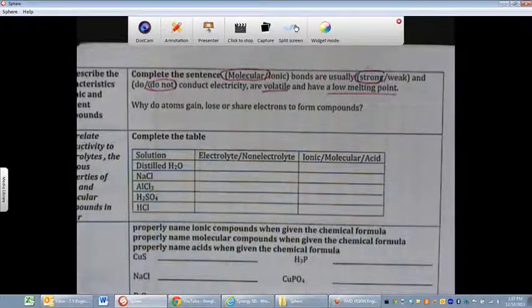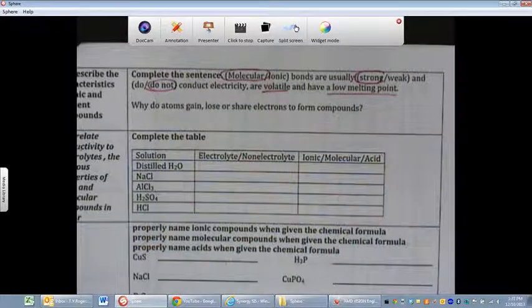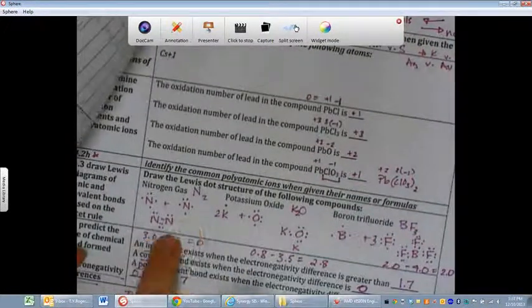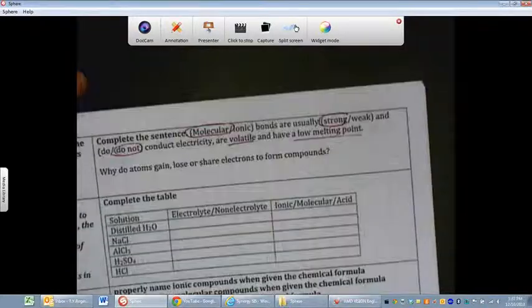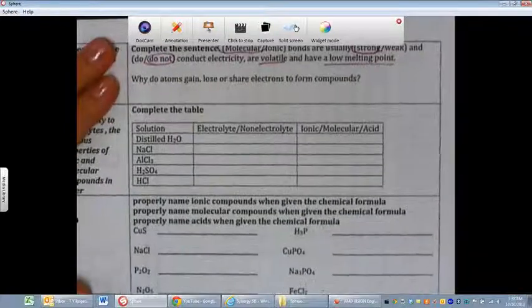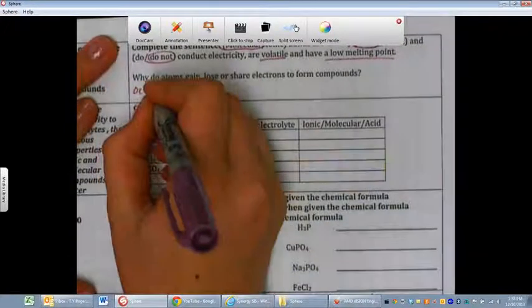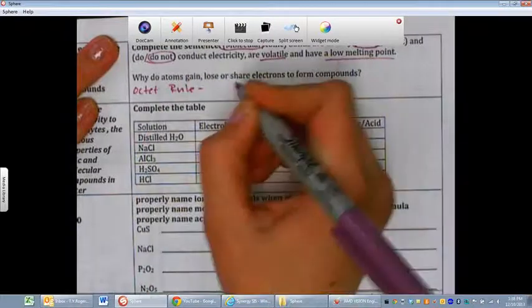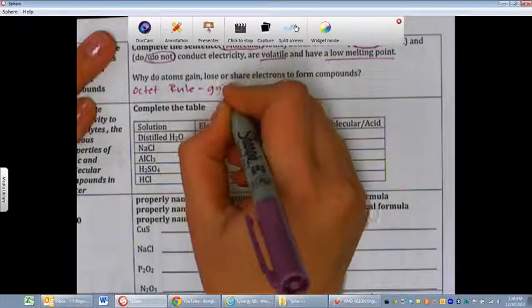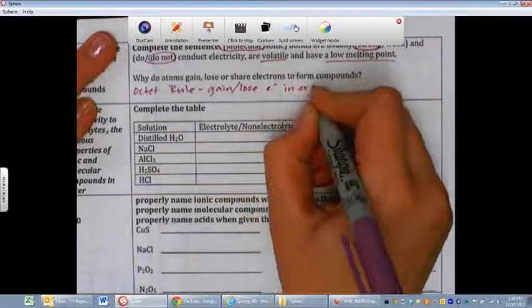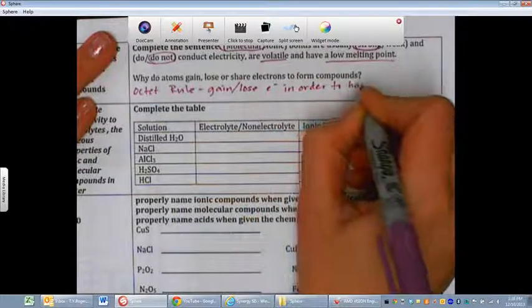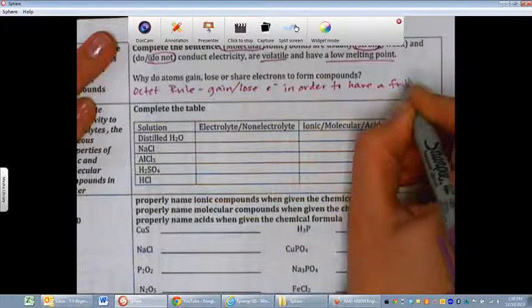The next question, which was on the Unit 4 test: why do atoms gain, lose, or share electrons? Well, that's just asking you why are these electrons being transferred or shared in order to be stable? And that is because of the octet rule. So, we have the octet rule. They gain or lose electrons in order to have a full outer shell.